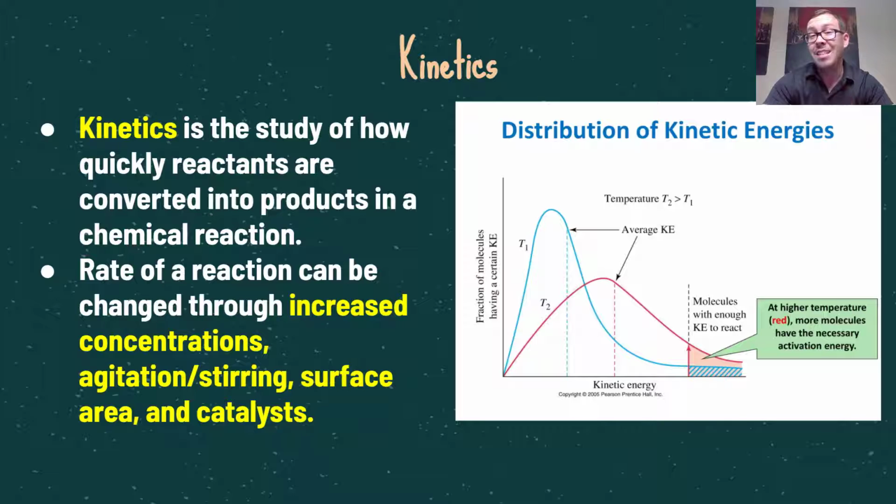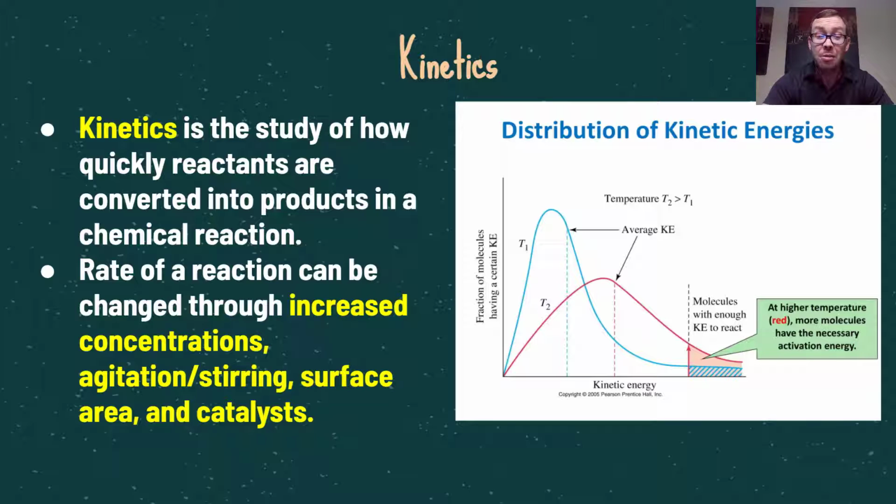First, let's talk about the concept of kinetics itself. Kinetics is the study of how quickly reactants are converted into products in a chemical reaction. Again, some reactions occur very slowly, some rather quickly. By looking at the kinetics of the reaction, we can understand more about why reactions happen quickly or why reactions happen slowly.